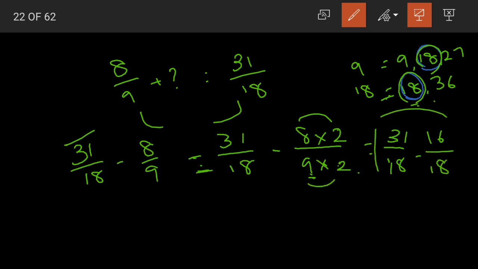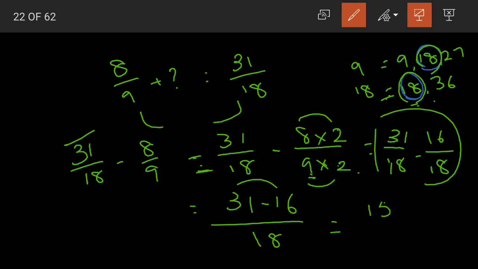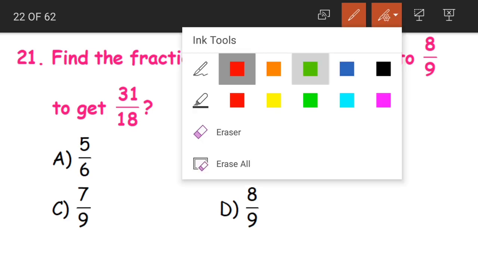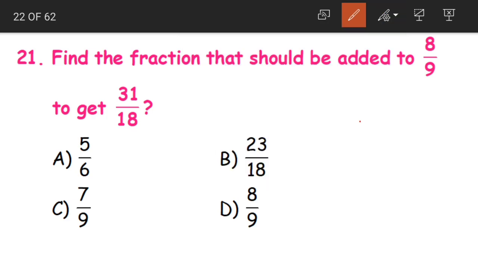Now we have two like fractions here, we can subtract them. How do we subtract? Subtract the numerators and retain the denominator. 31 minus 16, 15 divided by 18. So 15 divided by 18 is our correct answer. Yes, this is our correct answer.